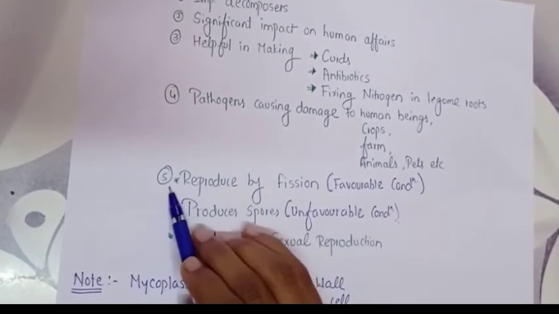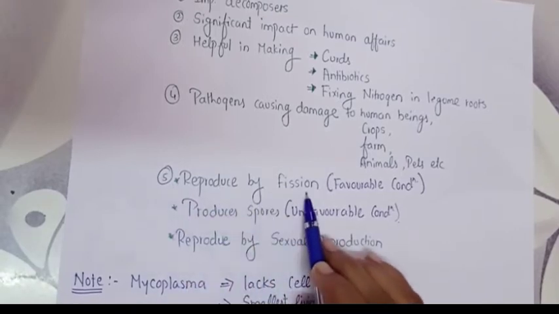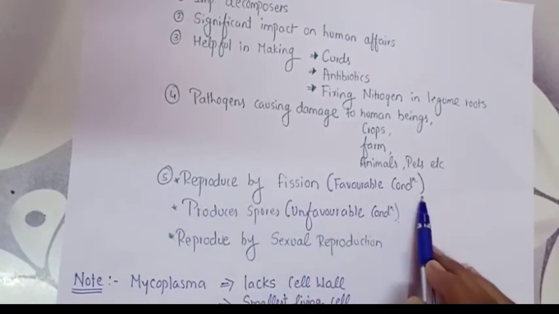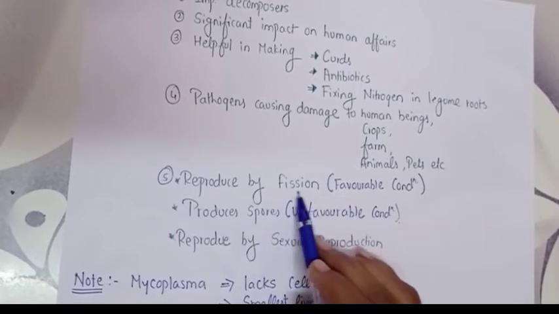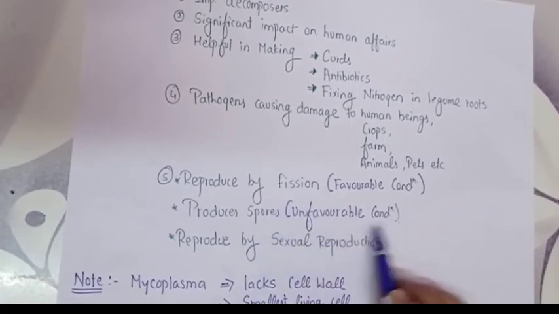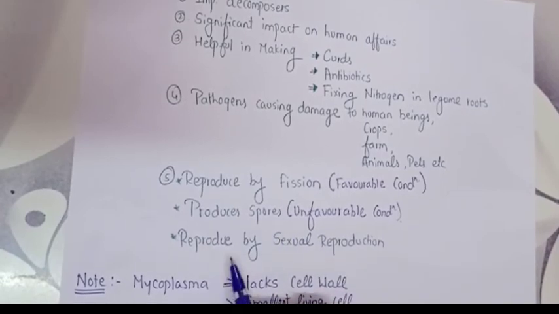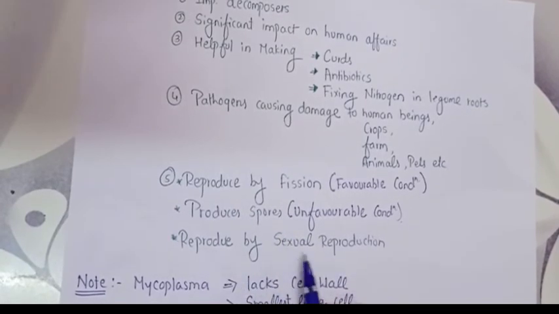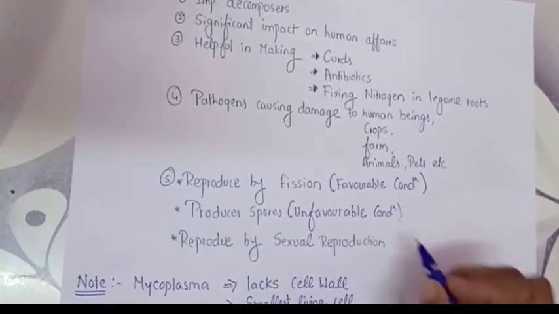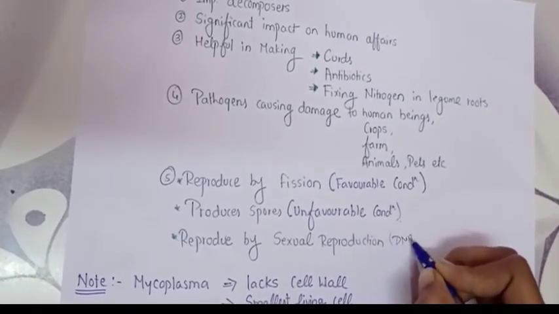Here, the fifth point to remember is that they reproduce by fission, that is in favorable conditions they reproduce by fission, in unfavorable conditions they produce spores. Sometimes they may also reproduce by sexual reproduction, where the genetic material is DNA.